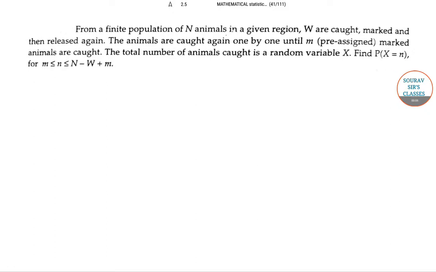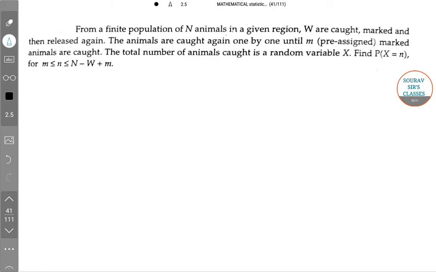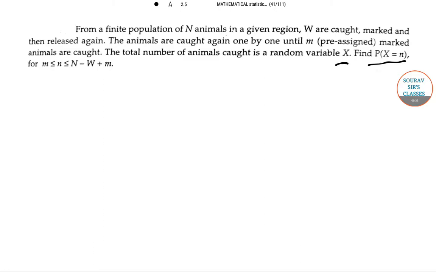So in today's video, we'll solve questions from mathematical statistics. The question goes like this: from a finite population of N animals in a given region, W are caught, marked and then released again. The animals are caught again one by one until m marked animals are caught. The total number of animals caught is a random variable X. Now we have to find the probability of capital X equals small n, for n lying between small m and capital N minus W plus m. So how do we do it?